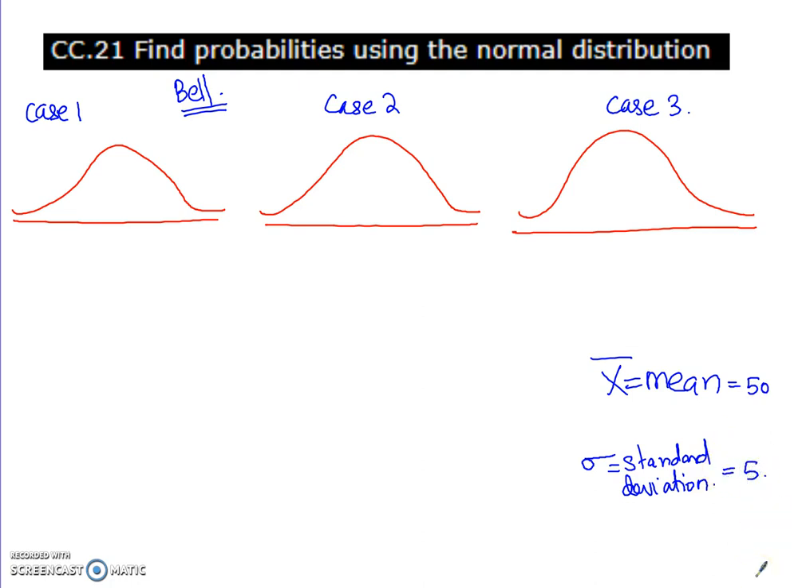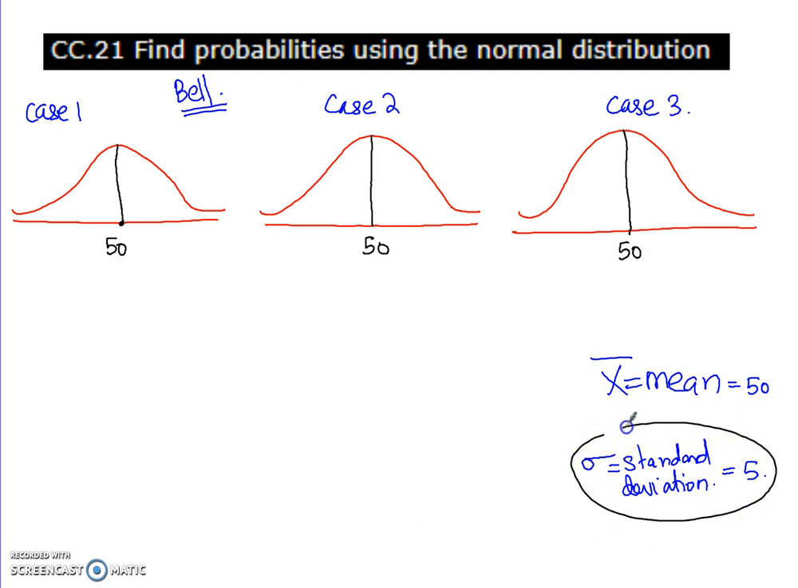Let me show you what this means with respect to these graphs. The mean is right in the center, so in the middle you have 50. In all these three cases, I'm going to put the mean right in the middle, 50. The standard deviation means a change from a number. So from the mean, how much do the values in this data deviate? That's what standard deviation means.